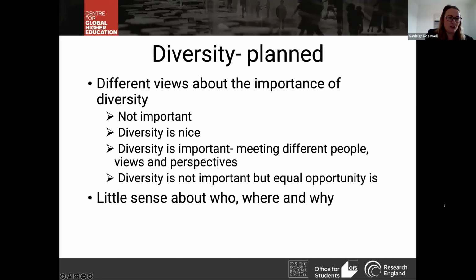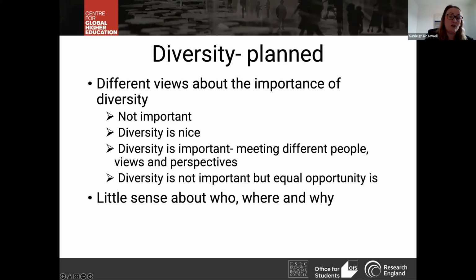Then we have these views that centre a bit more heavily on diversity being something important, you know, specifically for meeting different people, being exposed to different views and perspectives. And then we have this slightly interesting view where students will talk about diversity as unimportant, but say that actually what is important is that people are given equal opportunity. So there's this slightly odd relationship between, you know, kind of disconnecting diversity from equal opportunity. And across these different ways of talking, the engagement is often quite minimal, and regardless of the particular way in which a student will talk about diversity, there's no real sense as to, you know, who diversity matters for, in what kind of context is it important, or why it's important.